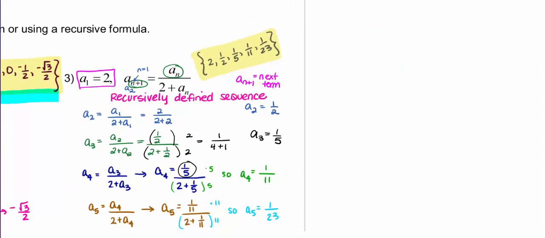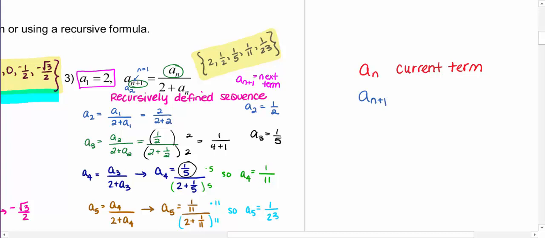So let me write what those are. If a sub n means current term, any term that you are talking about, if you're moving forward and going down the list towards your next term, that would be a sub n plus 1. If you are looking backwards, that is going to be a sub n minus 1, and that means previous term. And so those will help you as you're looking through these sequences as well.